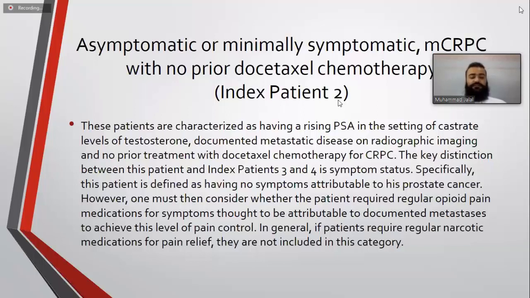The key distinction between this patient and index patients 3 and 4, which are coming in next slides, is symptom status. Specifically, this patient is defined as having no symptoms attributable to his prostate cancer. However, one must consider whether the patient requires regular opioid pain medication for symptoms attributable to documented metastasis to achieve this level of pain control. In general, if patients require regular narcotic medications for pain relief, they are not included in this.